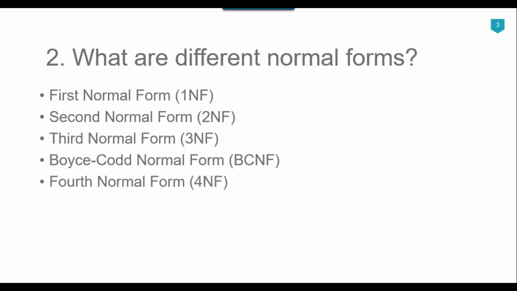The next one is the fourth normal form, and for a table to be in the fourth normal form, it should be in the Boyce-Codd normal form, and the second condition is that it has no multi-valued dependency. And the last one is the fifth normal form. A table can be in the fifth normal form if it is in the fourth normal form, and the second condition is that it cannot be subdivided into smaller tables without losing some of the information.